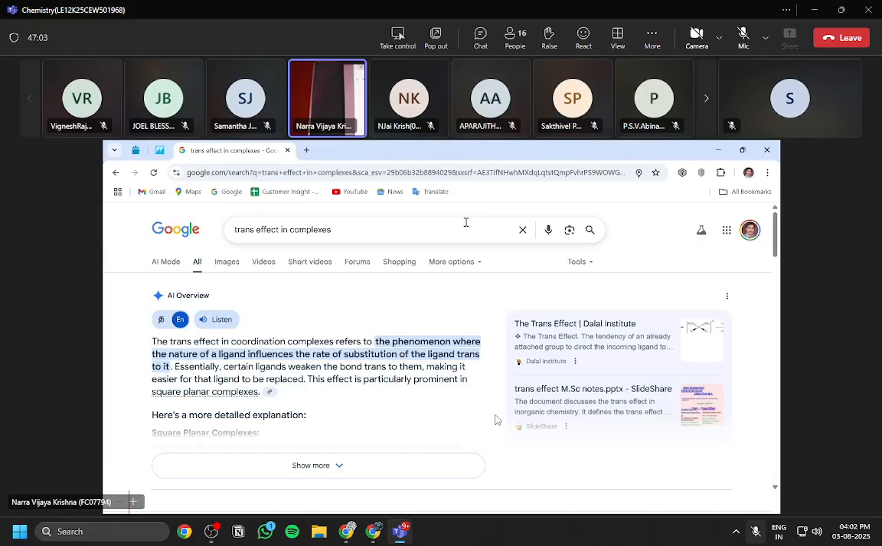Are you able to understand? Read that. The phenomena where the nature of ligand influences rate of substitution of the ligand trans to it, especially certain ligands weaken the bond trans to them, which are opposite to them. It will weaken that bond, making it easier for the ligand to be replaced. This effect is particularly prominent in square planar complexes, right?